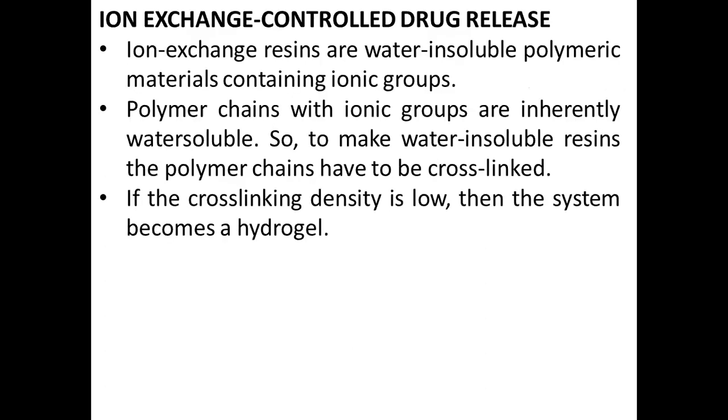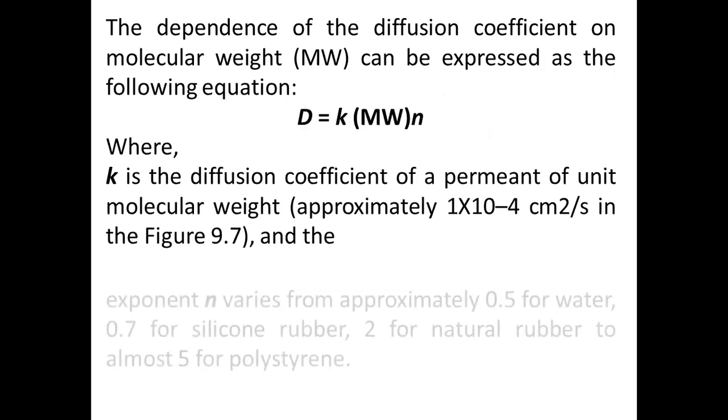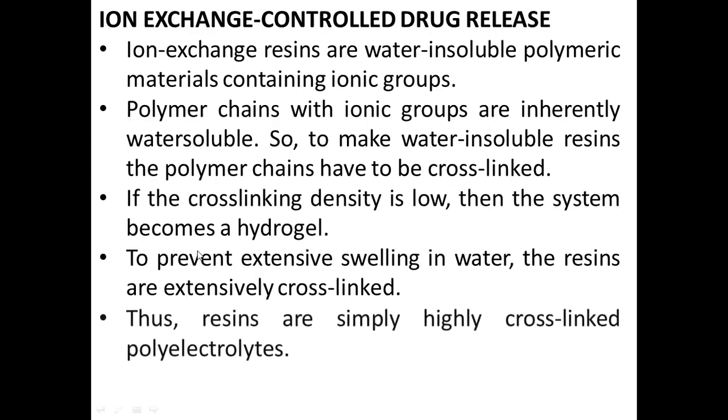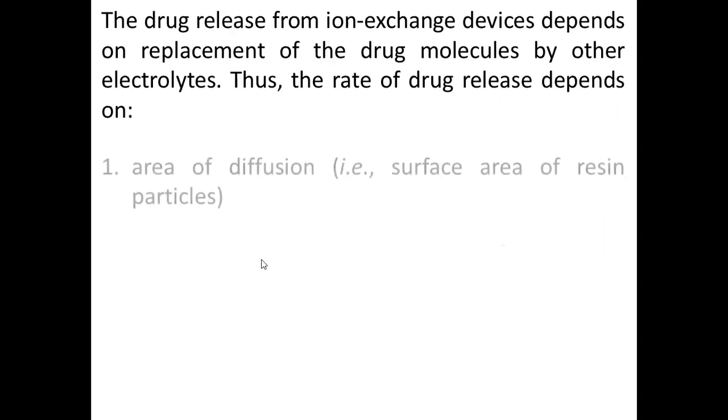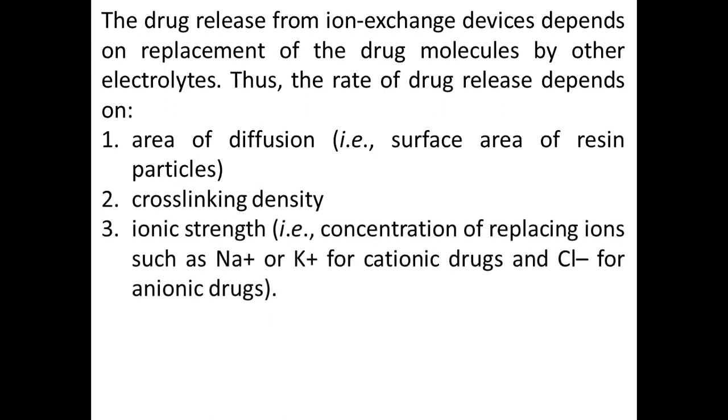we have already discussed. If the density is low, what will happen? If the cross-linking density is low, then the system becomes hydrogel-like and less diffusion will occur. So the cross-linking density must be in a proper ratio. Third is the ionic state, with the concentration of replacing ions like positive ions, sodium or potassium, for cationic drugs, and chloride for anionic drugs.